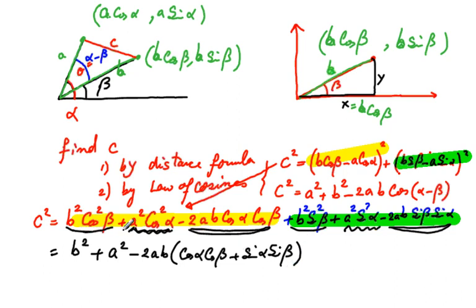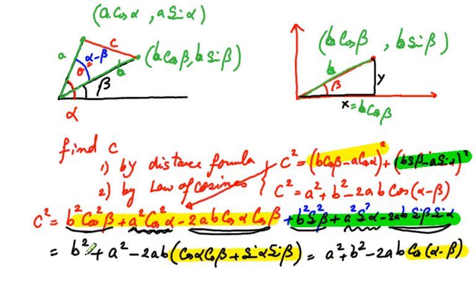So that was c squared by distance formula. But there is also c squared by law of cosine, which is a squared plus b squared minus 2ab cosine of alpha minus beta. Now when we stare at both sides, we conclude what? That this expression has to be the same as that. Everything else is the same.